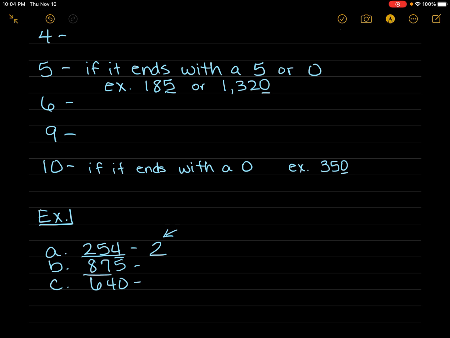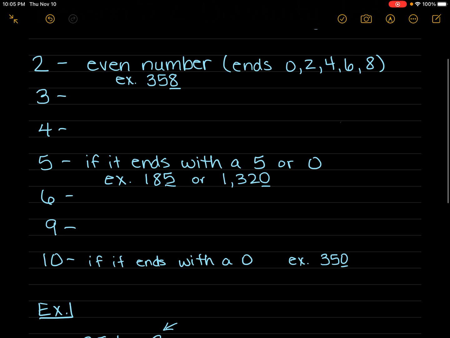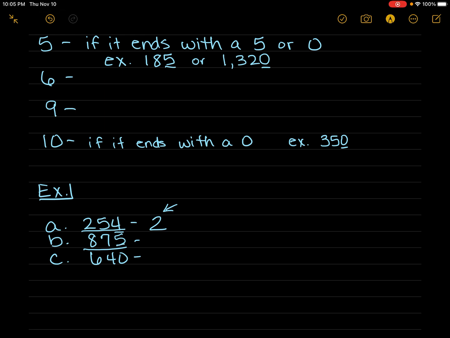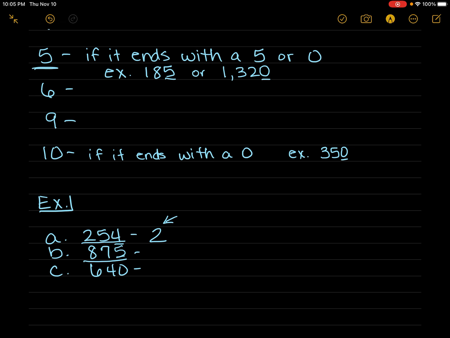Okay, let's look at B, 875. Can it be divided by 2? No, because it's not an even number. And remember, if you don't know the even numbers, it's 0, 2, 4, 6, 8. So this one ends with a 5, so that is not going to work. Okay, what about 5? Can it be divided by 5? If it ends with a 5 or a 0, well, it ends with a 5, so we're going to say yes, that's 5. But it is not divisible by 10 because it doesn't end with a 0.